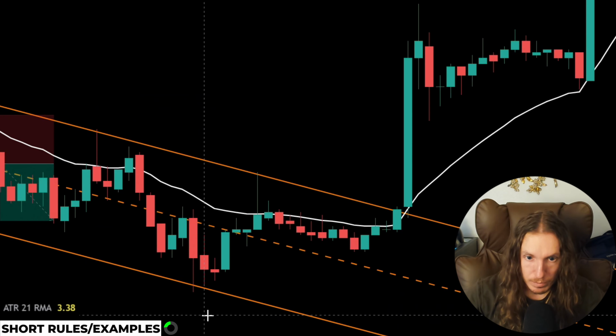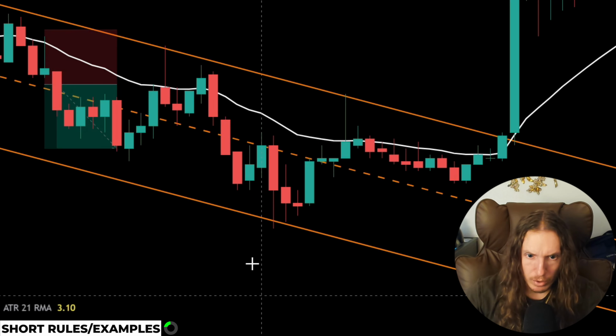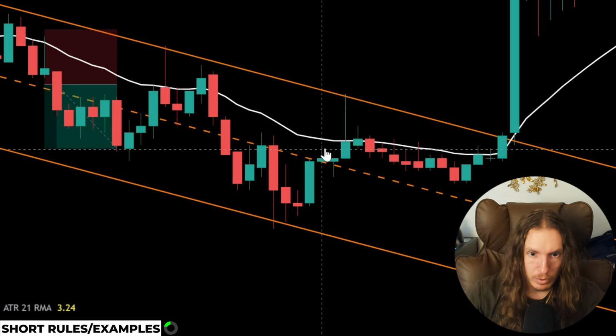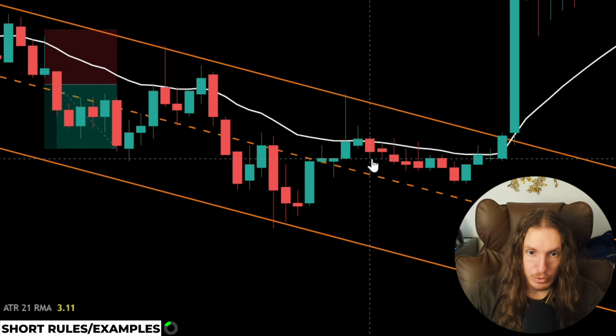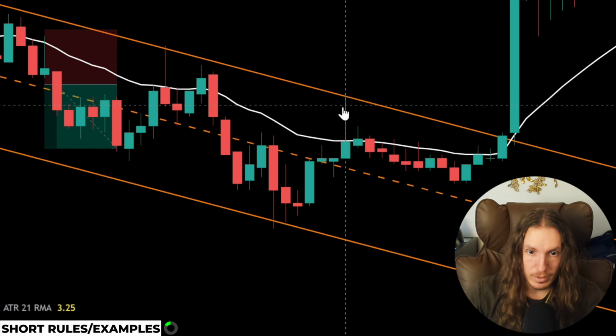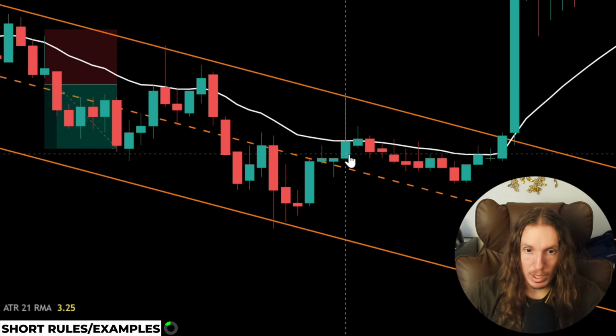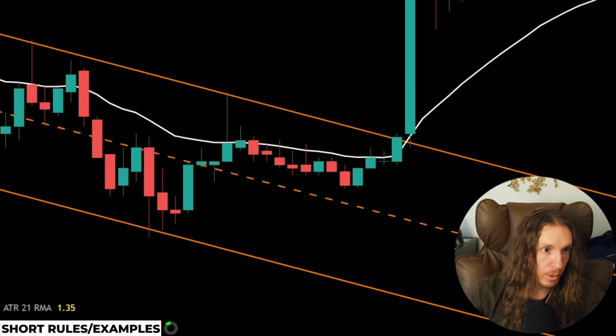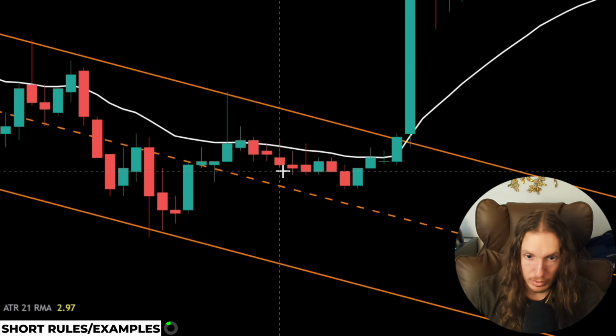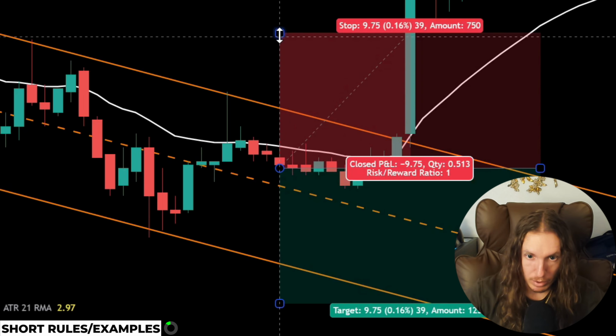There is another one here. So there's a first entry, but the problem is the second entry triggers here, and this is all inside this giant bar. So you can't really play that like that. Although you do get this lower high here, so that would qualify as another one. It's kind of a small one, but it does qualify.